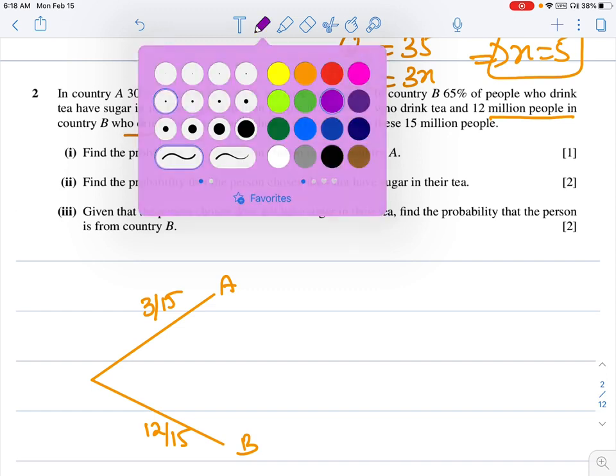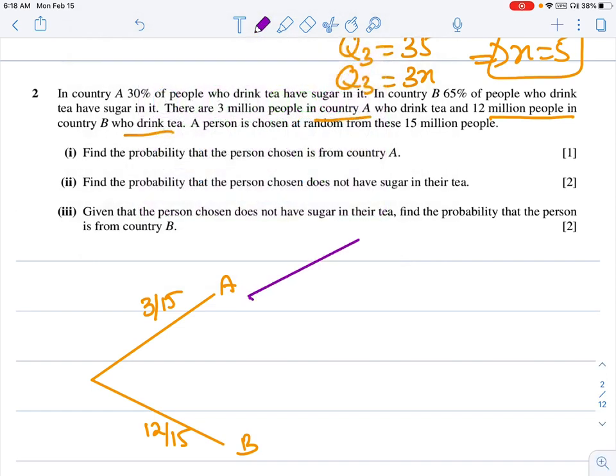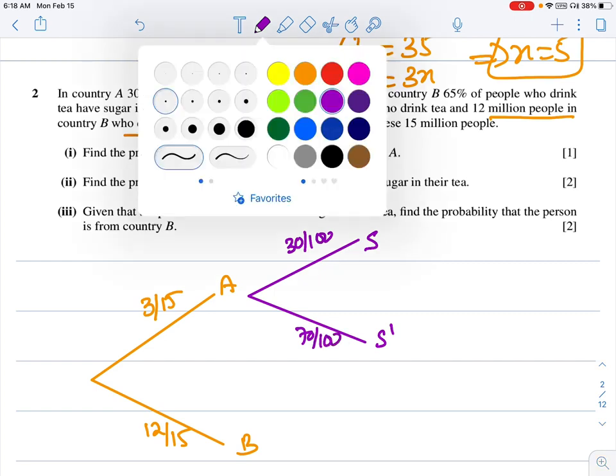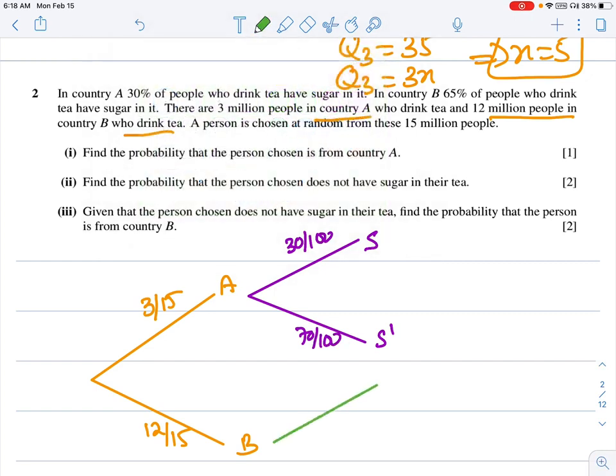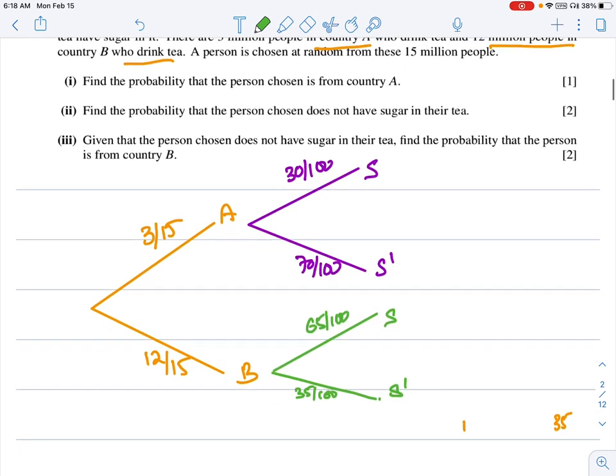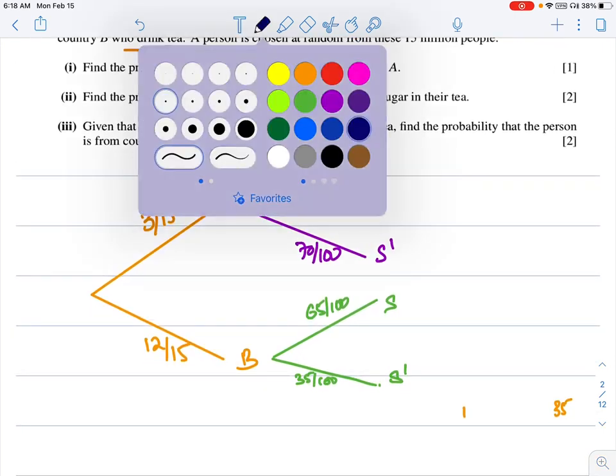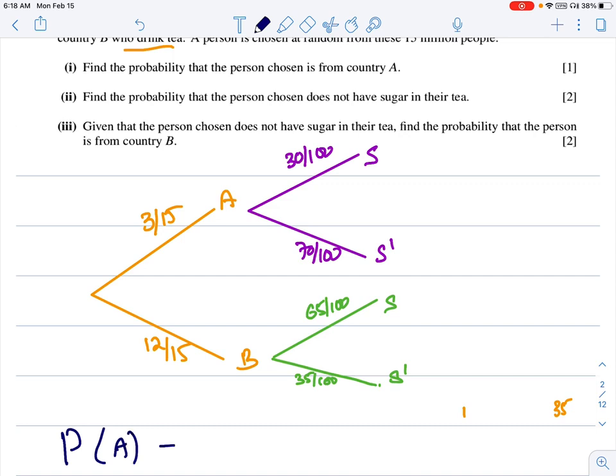Then out of those who drink tea, have sugar in it. Sugar, no sugar. Sugar is 30%, 30 upon 100, so remaining 70 upon 100. Same is the case, sugar and no sugar. This is 65% of the people, so this is the remaining 35% of the people. Find the probability that he is chosen from A. Probability of A is just 3 upon 15, which is 0.2.